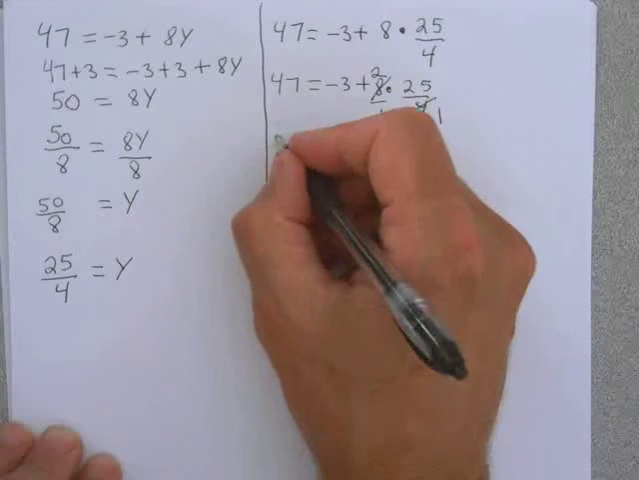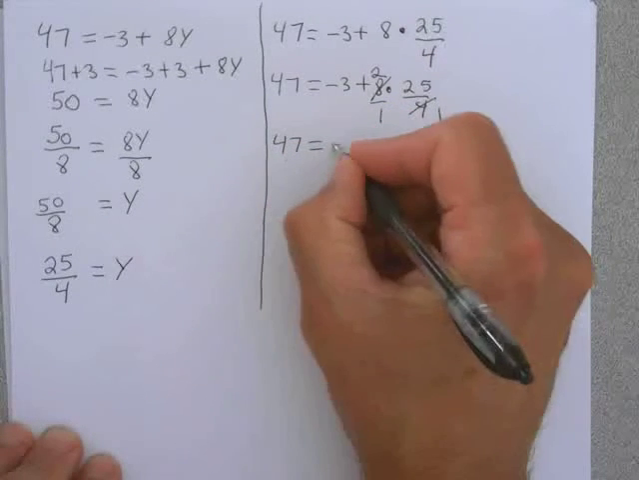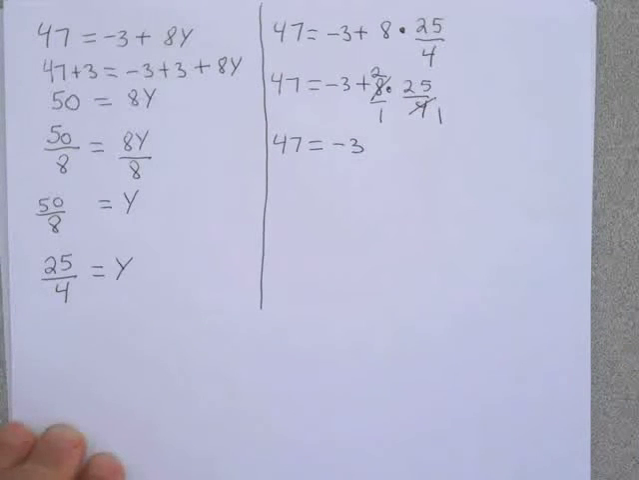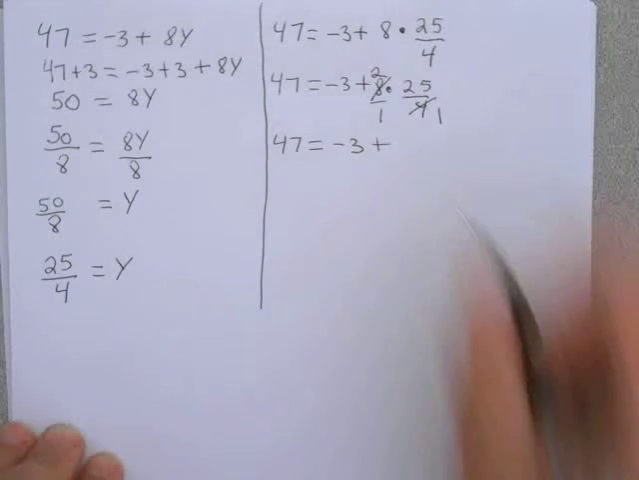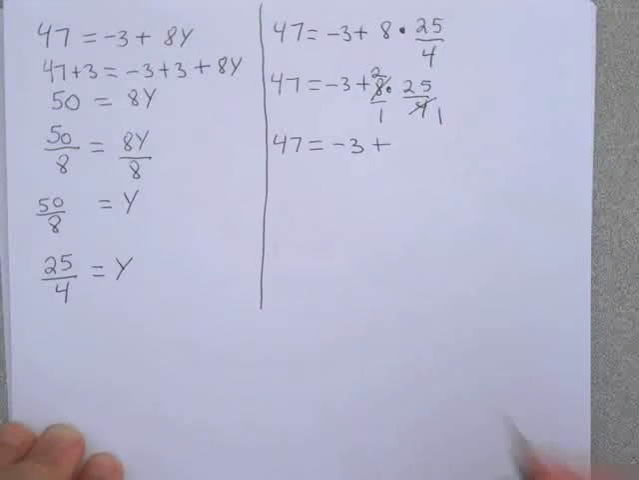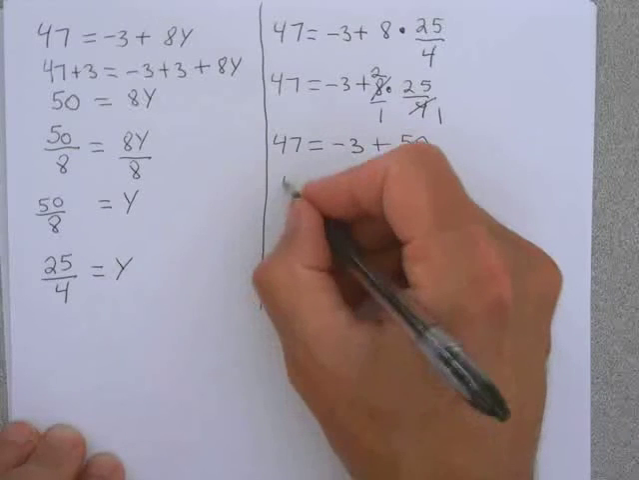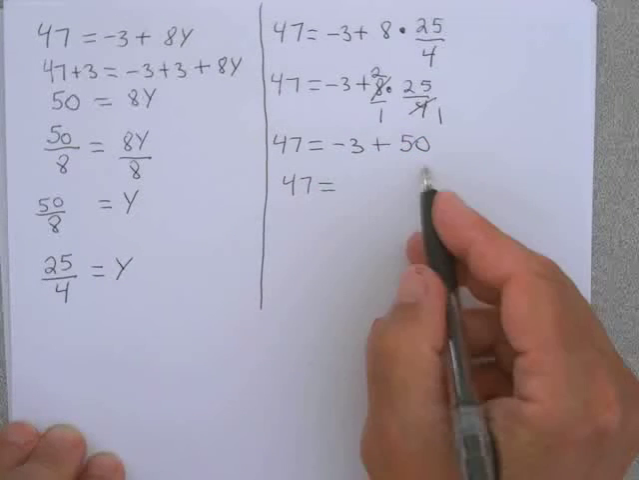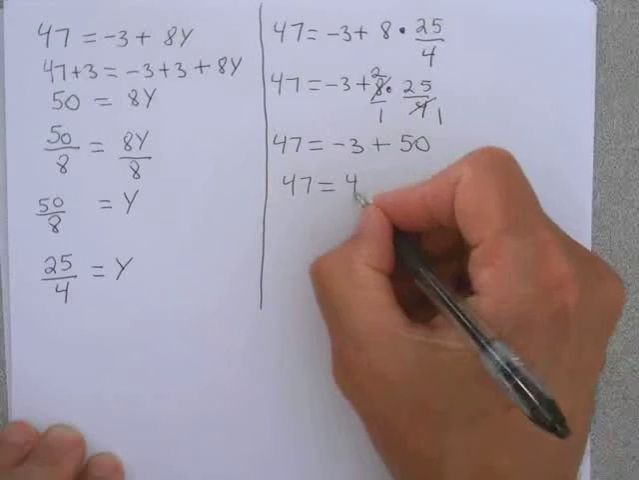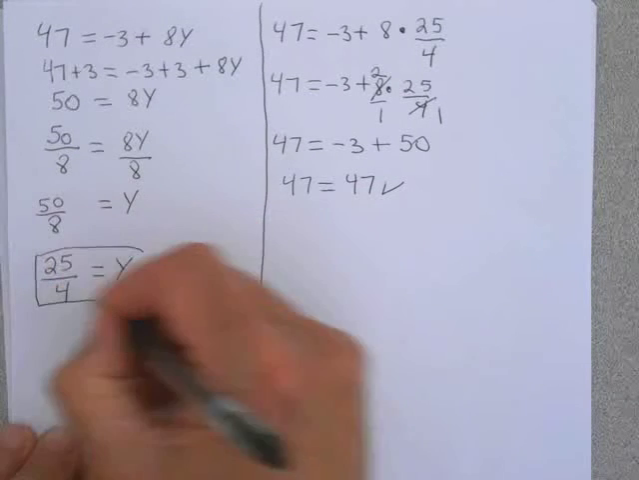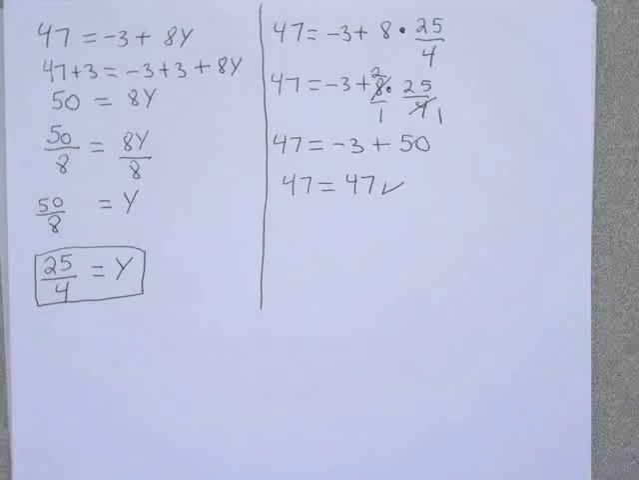I end up with 47 equals negative 3. The 1 multiplied by 1 is just 1, so I'm good there. What am I adding negative 3 to? 2 multiplied by 25 is 50. And of course, 47 does equal negative 3 plus 50, which would be 47. So that's correct. And that is my first example of solving a two-step equation.